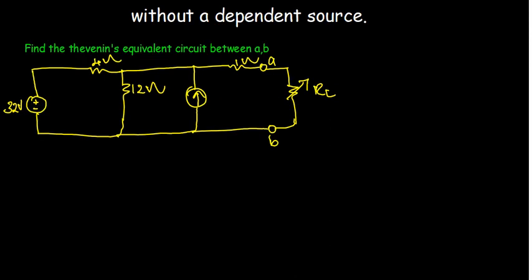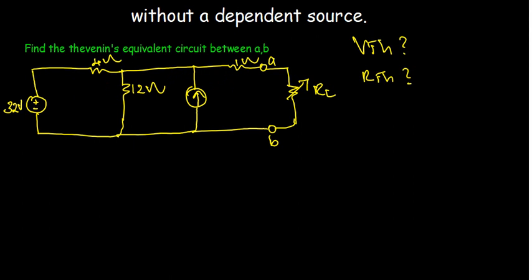Let's take an example that comes from the without-dependent-source type. You can see it has only independent sources, so it doesn't have any dependent source. The question is: find the Thevenin equivalent circuit between A and B. We need to find two big things, VTH and RTH. First we need to find the RTH, that's the priority, though if you want, you can find the VTH first.